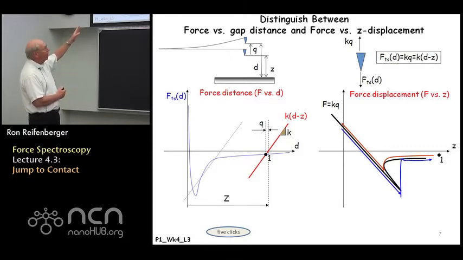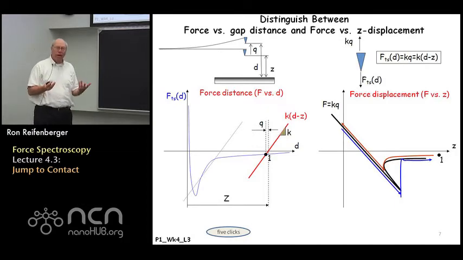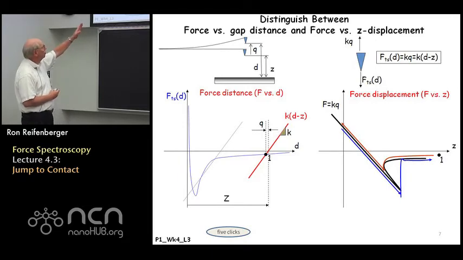In particular, I'm trying to distinguish between the force versus gap distance, or distance, force versus distance D, that's on the left, versus force versus displacement, which is F versus Z on the right. What you measure, of course, is the force versus displacement, and what you're trying to infer is the force versus distance curve.